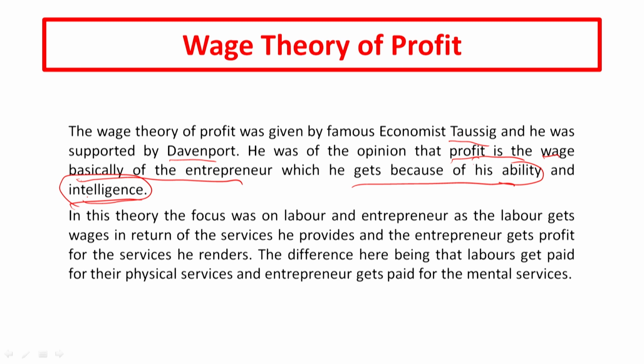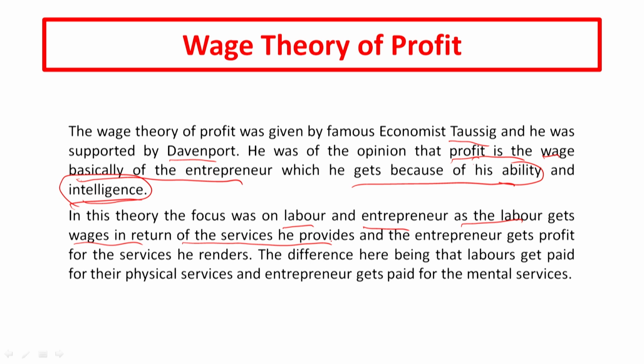So here the focus is that the profit is the wage, and why will he be getting the wage? Because he is giving his ability, his intelligence, his skills in the firm so that the firm can grow. So in this theory the focus was on labor and the entrepreneur. In the previous one the focus was on the land and the entrepreneur. As the labor gets wages in return of the services he provides, as you remember, the labor in return of the services gets wages.